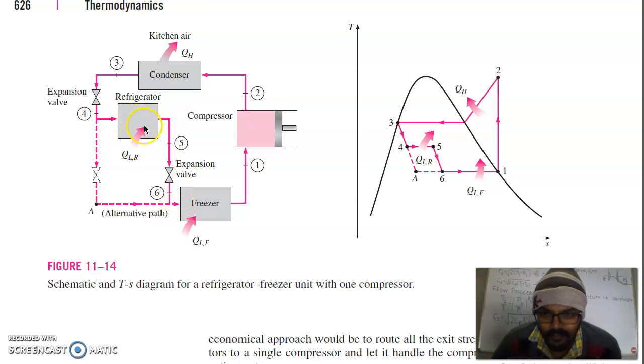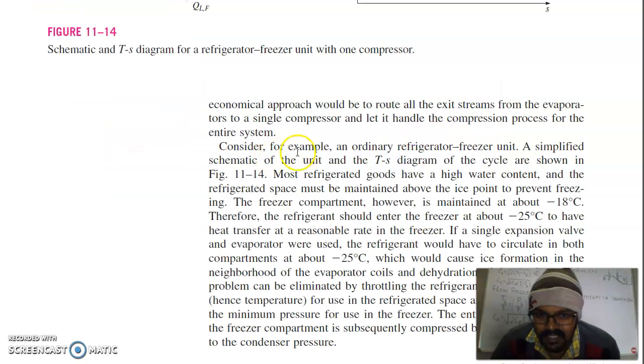So what is the requirement, or why is it required here? We will discuss it. Consider, for example, an ordinary refrigerator-freezer unit. A simplified schematic of this unit and the TS diagram of the cycle are shown. Most refrigerated goods have a higher water content, and the refrigerated space must be maintained above the ice point to prevent freezing.